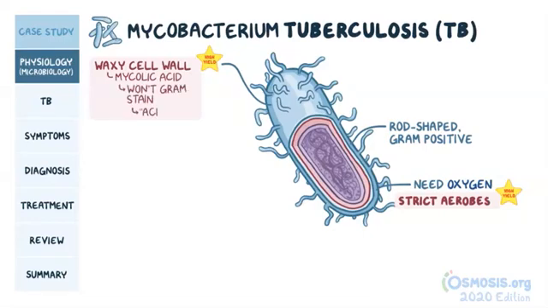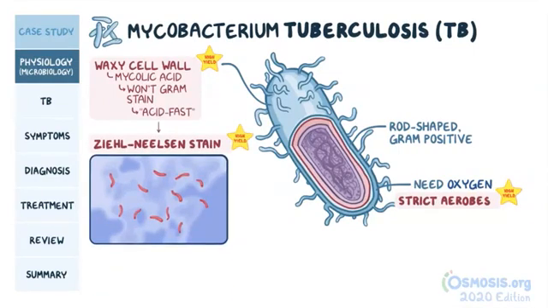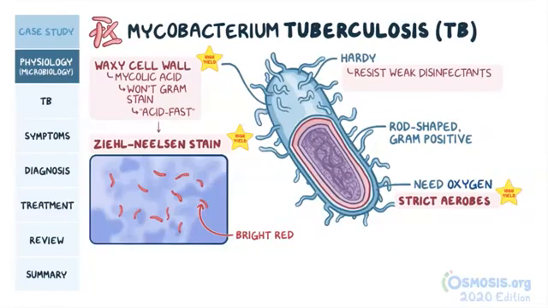This makes them acid-fast, so the Ziehl-Neelsen stain has to be applied, a dye that will not be washed away by acids, giving the bacteria a bright red color. The wall also makes the bacteria incredibly hardy and allows them to resist weak disinfectants, antibiotics, and survive on dry surfaces for months at a time.